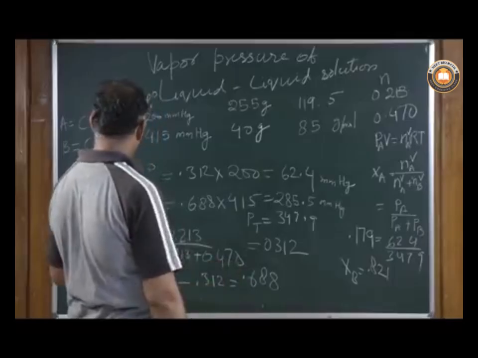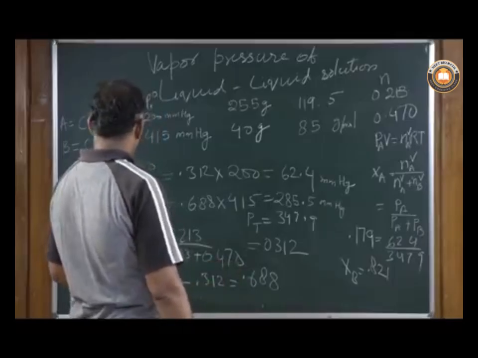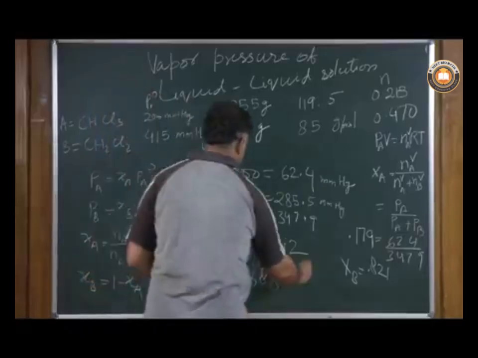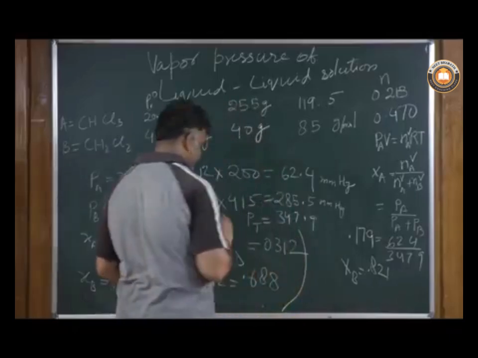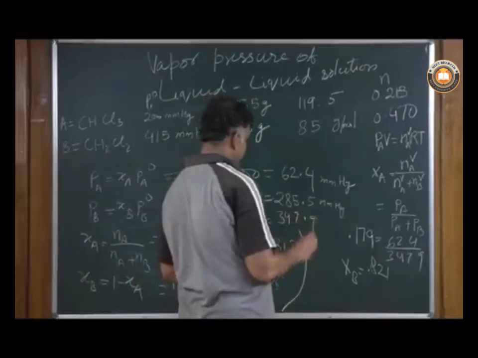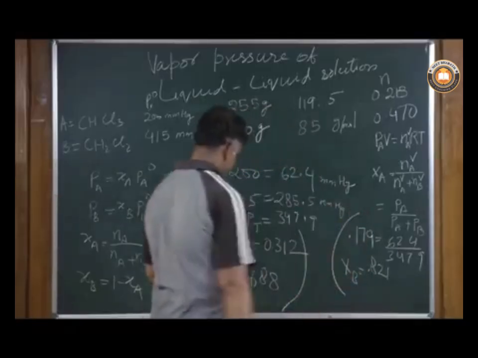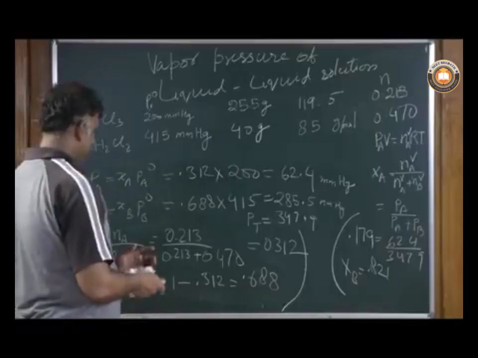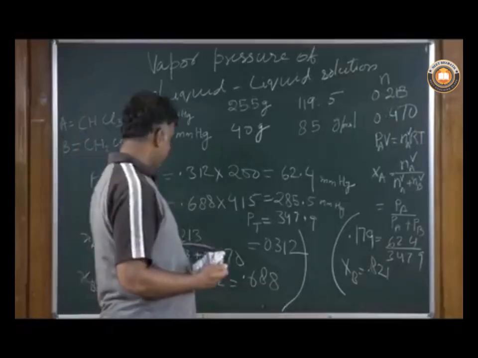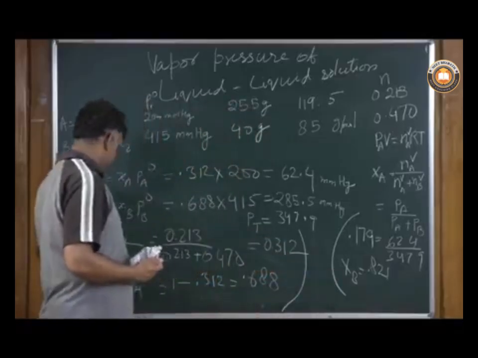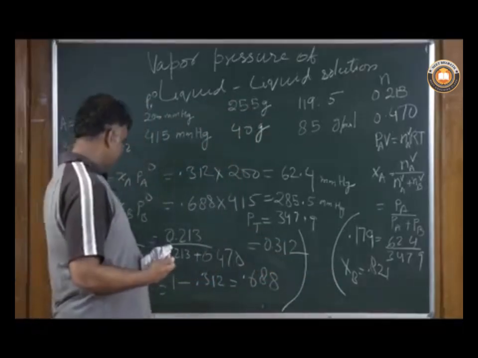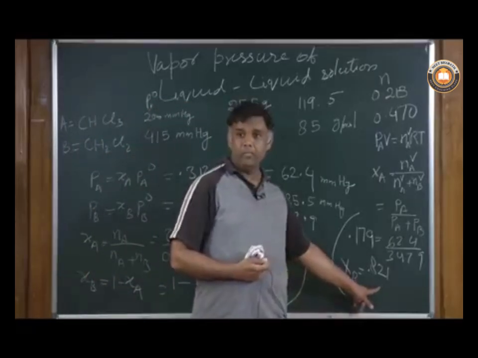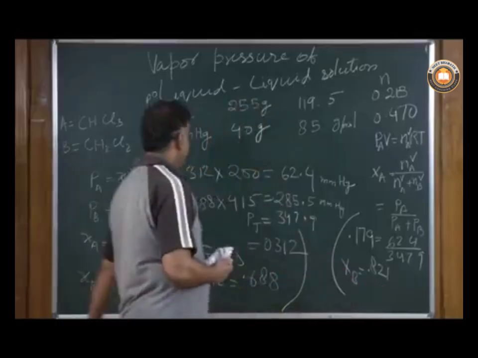Okay. So, we have calculated the mole fraction of A and mole fraction of B in solution, and the mole fraction of A and mole fraction of B in vapor. One thing to notice is this: the vapor has become richer in B. See, in the liquid phase, the mole fraction of B was 0.688. Now, the mole fraction of B in the vapor phase has become 0.821, and that has something to do with the volatility.